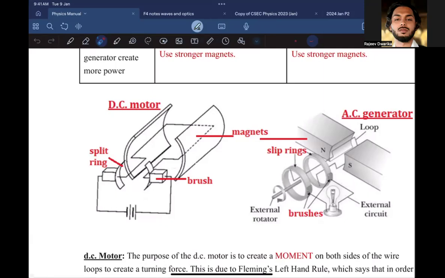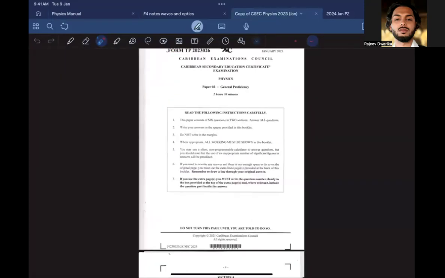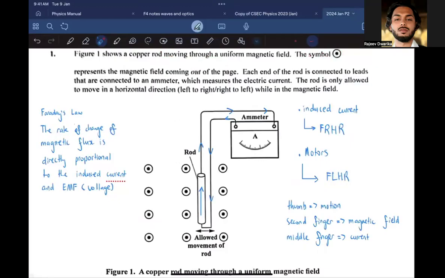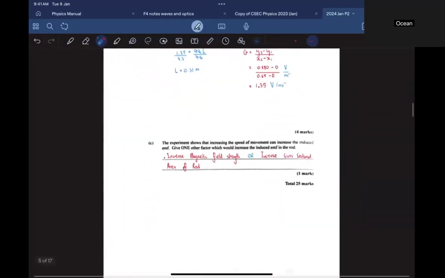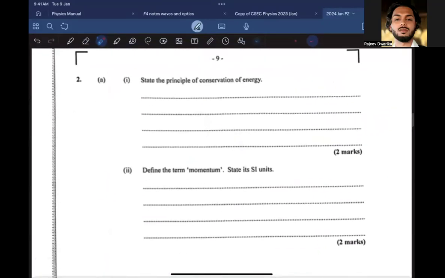But I want you to realize the difference. In a motor, you pass a current through a coil, it generates a magnetic field, and that reacts with the two permanent magnets. But this is different because this is induced current. Just make the distinction: in induced current, you use Fleming's right hand rule. When you're dealing with motors, you use Fleming's left hand rule. So that clears up all the confusion. Yes, sir, it does. Okay, no problem. Right, so Jadon, let me do 2A. Do you know the principle of conservation of energy?